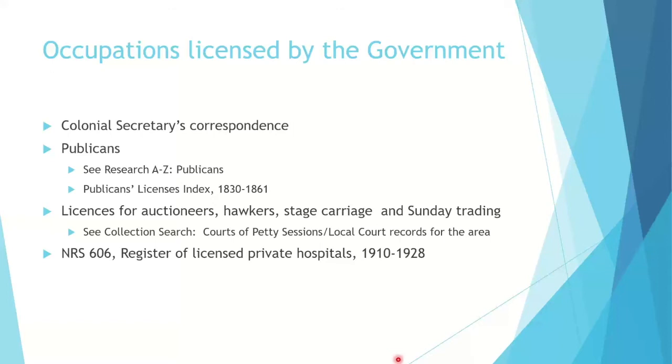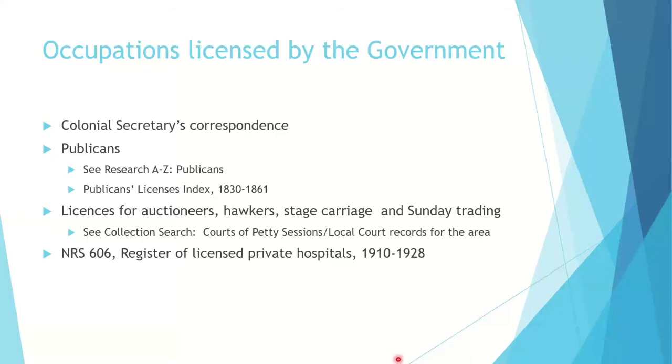1861. Now, we also have the local court records where people had to apply for and were granted licenses for various types of undertakings, so auctioneers, hawkers, stage licenses, stage carriages, and Sunday trading, for example. So we'll have a look at an example of that.